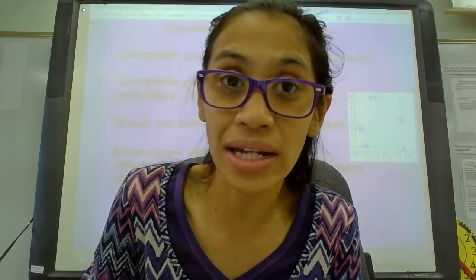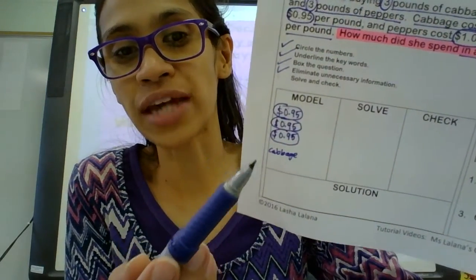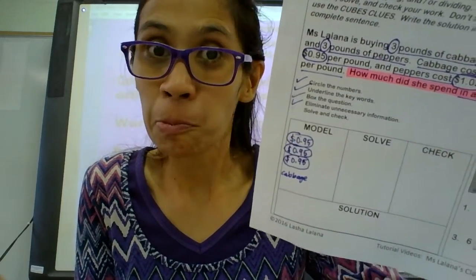And you know what? I'm going to go ahead and label cabbage. Cabbage. Bam. See? So I did 3 pounds of cabbage. Each is for 95 cents. All right? What's the next part?